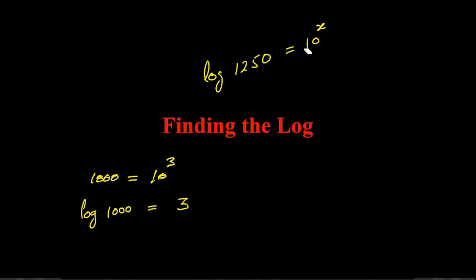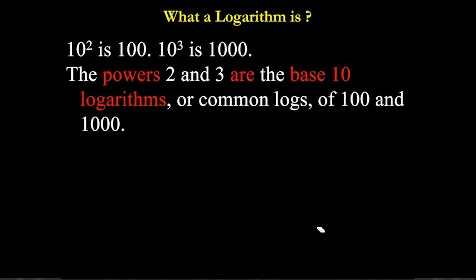So if 1250 is equal to 10 to the power x, then log of 1250 will be x. Simple. That is what we mean. 10 square is 100. 10 cube is 1000. The powers 2 and 3 are the base 10 logarithms, or common logs, of 100 and 1000. That's what we have talked about.